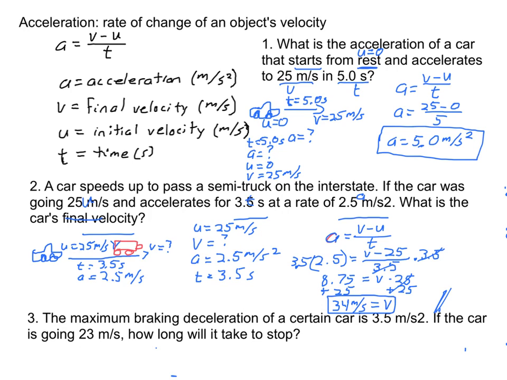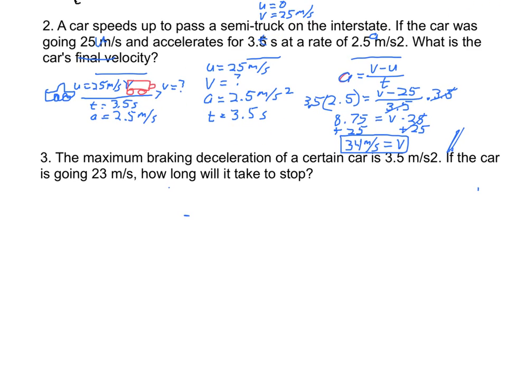Number 3. Last problem. Maximum braking deceleration of a certain car is 3.5 meters per second squared. If the car is going 23 meters per second, how long will it take to stop? So let's give ourselves a little bit of working room here, and then we're going to draw a picture and give a variable bank.